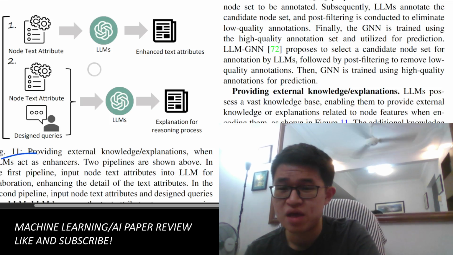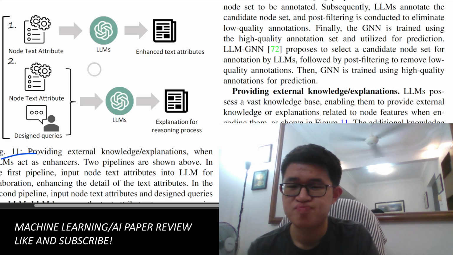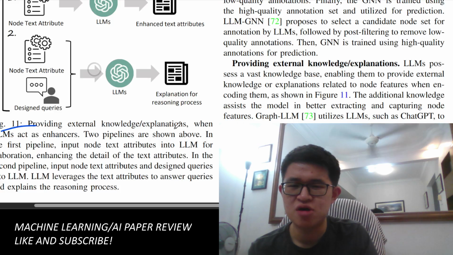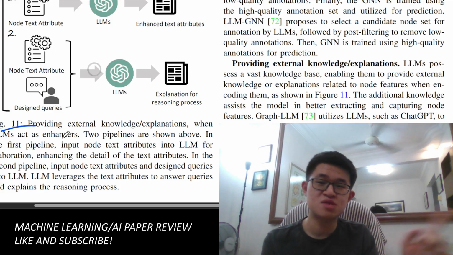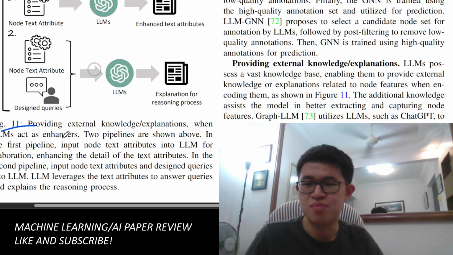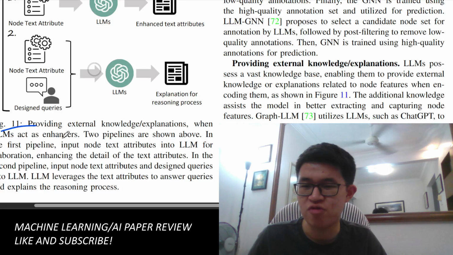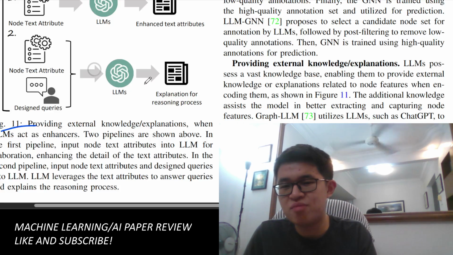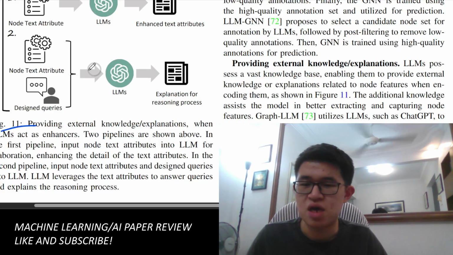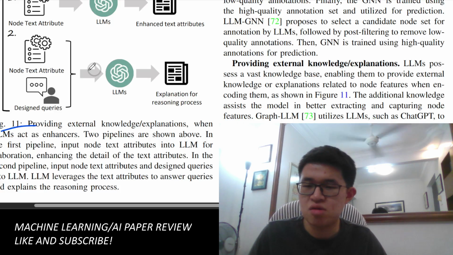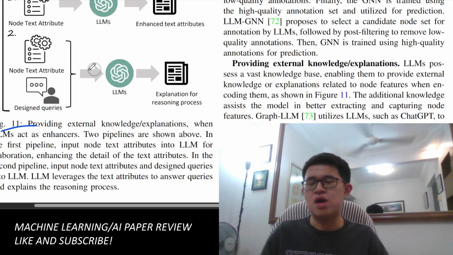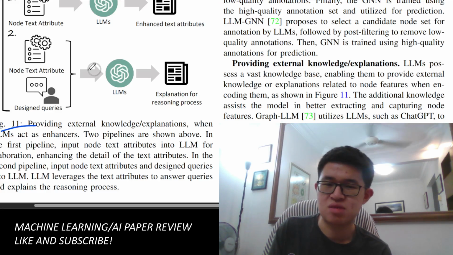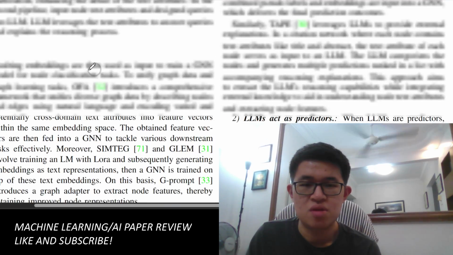Either way, figure 11. Okay, so let's see. Providing external knowledge explanations when LLMs act as enhancers to the graph neural network. The pipelines are shown above. In the first pipeline, input text attributes into the LM for elaboration in order to make the text attribute more detailed, right? In the second pipeline, the input text attributes and designed queries are placed into the LM, and the LM generates text attributes with respect to the answered queries and explains the reasoning process of the LM. So that's that.